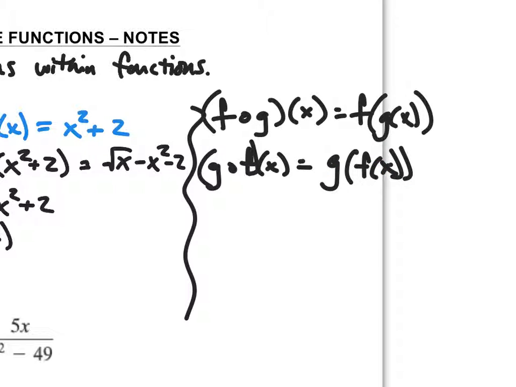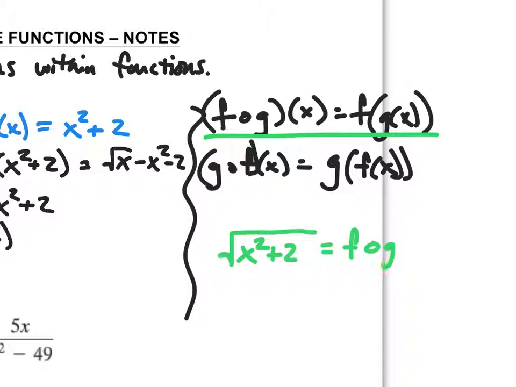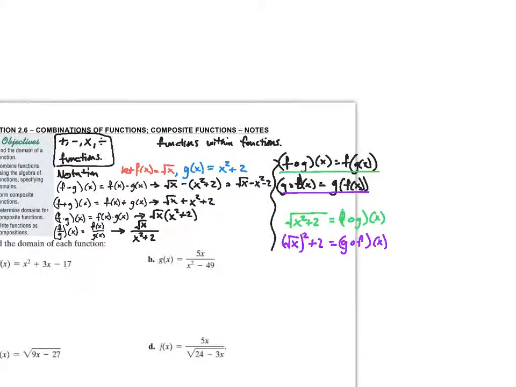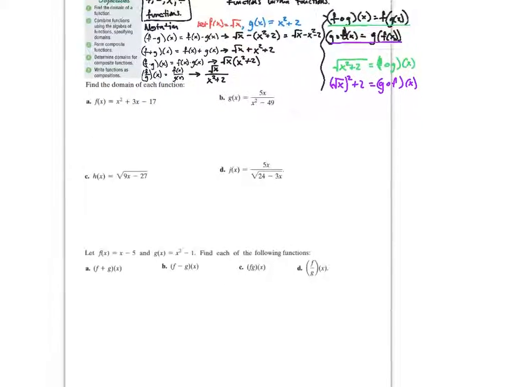So let's first find f of g of x. I'm going to do that one in green. If I plug g into f, that means I'm doing the square root of x squared plus 2, and that's equal to f of g of x. I'm going to do the other one in purple. And so g of f of x. If I plug f into g, that means I'm doing the square root of x, quantity squared, plus 2, and that would be g of f of x. Okay, and that's the idea. And you can evaluate those and do all that.